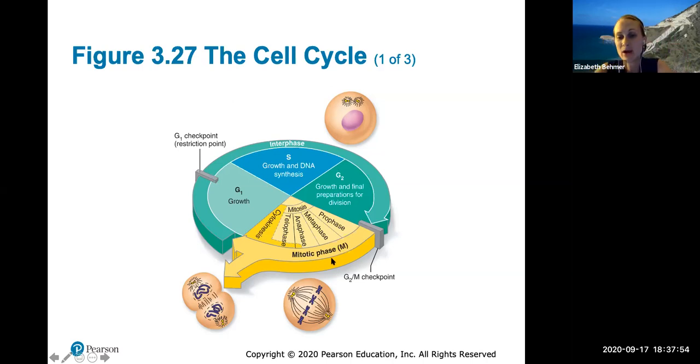And then we get to our mitotic phases, which are our PMAT, which I call them, if you've had me before: prophase, metaphase, anaphase, and telophase. And then cytokinesis is not technically part of mitosis, that's just the eventual cell splitting.